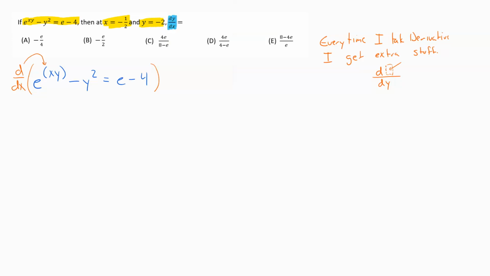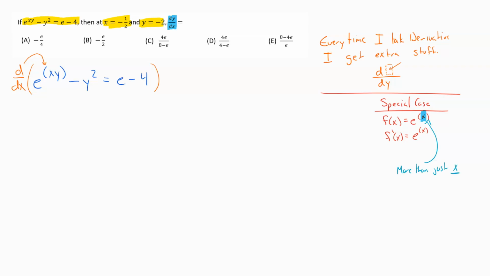Well, e is what I refer to as a special case derivative. It's one of those derivatives that you just have to have memorized. If you do, you're good to go. If you don't, you're probably not going to guess it. So if f of x equals e to the x, the derivative of e to the x is just e to the x. However, as soon as that becomes anything more than just a basic x inside there, negative x, 2x, whatever, as soon as it's more than just your basic x, it's a chain rule problem.